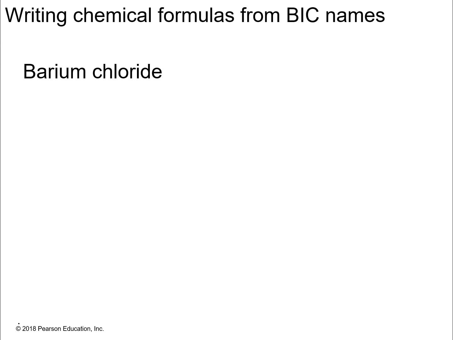I want you to take a second and try this one. This is barium chloride. If you don't feel comfortable pausing it and giving it a shot, that's okay. We'll do practice in class. But you're really going to want to just jump in and just do it. The only way to learn with naming and writing chemical formulas is practice. There's literally no other way.